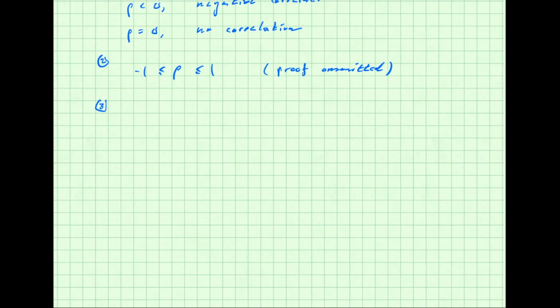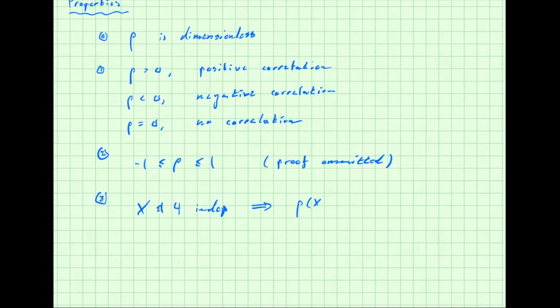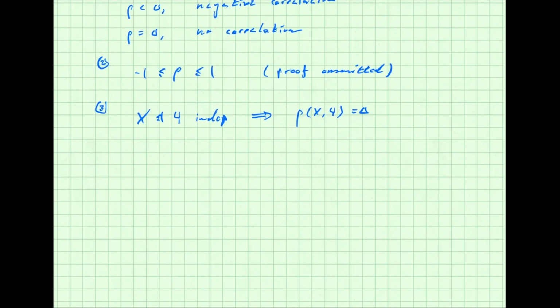Okay, so the third property. If x and y are independent, then that does guarantee that their correlation rho is 0. But the reverse is not true. Much like covariance and much like independence that we saw before.